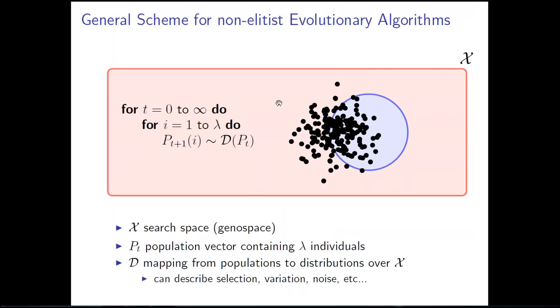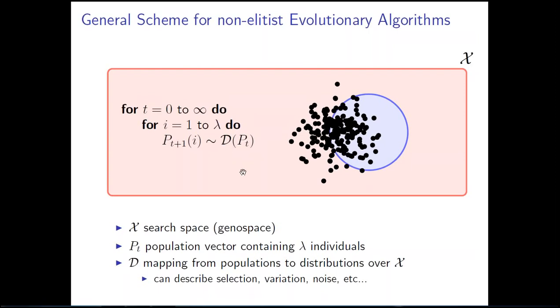And we say that the population size is lambda. So our algorithm stores maybe an array of lambda elements of this set X, and this is the current population. Now, to get a new population, we apply some operator, which I call D. Given this operator, it gives us a distribution over the search space. So this is an abstract way of describing a large class of evolutionary algorithms.